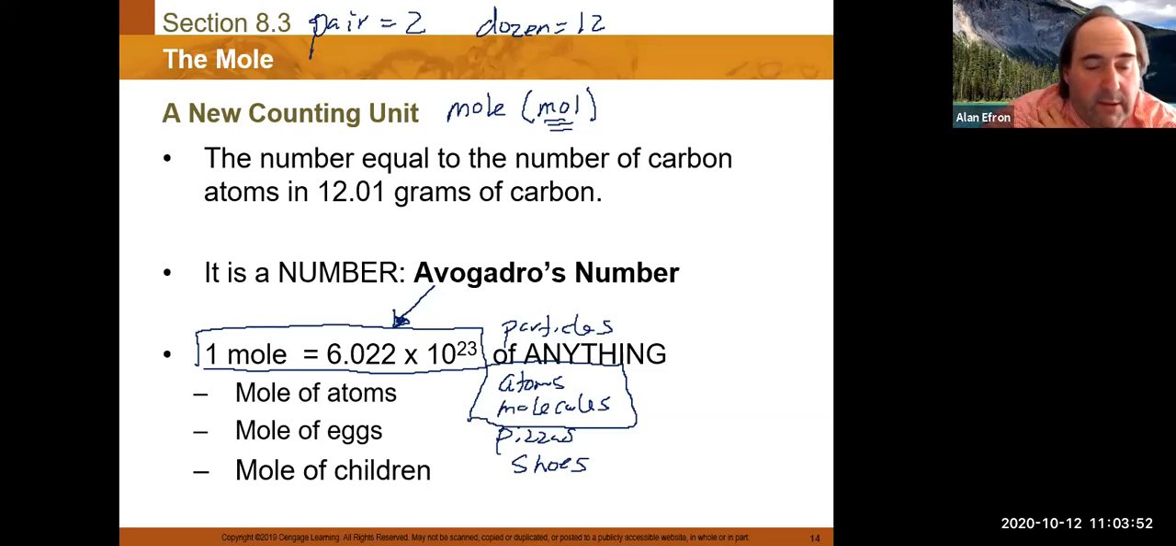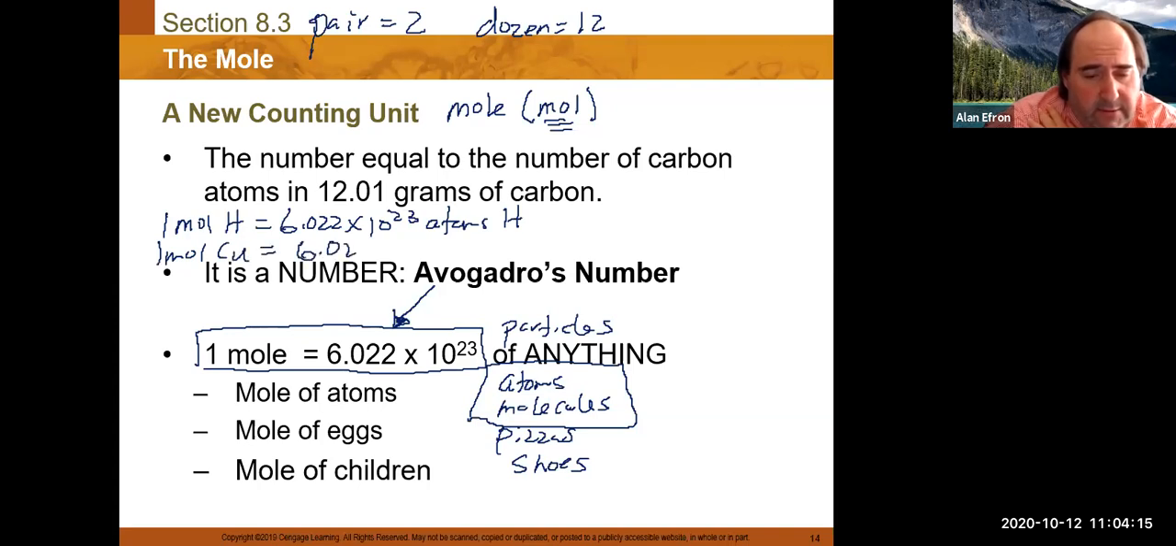That means that really you can take anybody from the periodic table. So for example, hydrogen, if I say I have 1 mole of hydrogen, that would mean I have 6.022 times 10 to the 23 atoms of hydrogen. Could also do that for 1 mole of copper is 6.022 times 10 to the 23 atoms of copper.